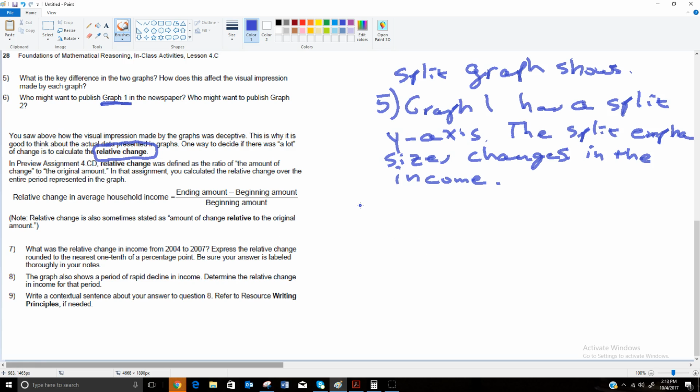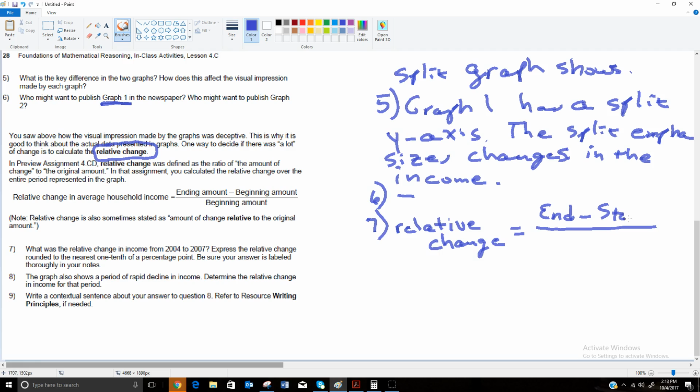I've written this for some students, just in general, and it seems to help them some to think of it as end minus start over start. A little bit more cryptic than what this has here, but easier to remember. So the relative change is the end, whatever the value is at the end, minus the start, whatever the value was at the start, and then divide it by wherever it started.